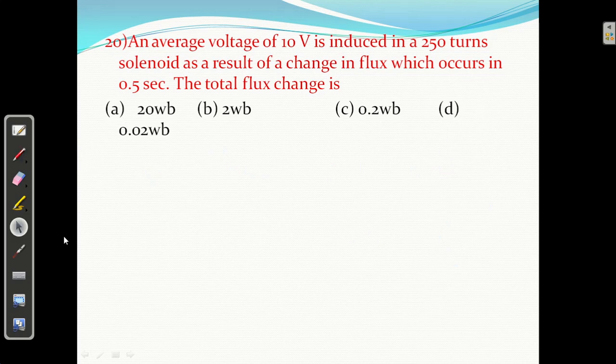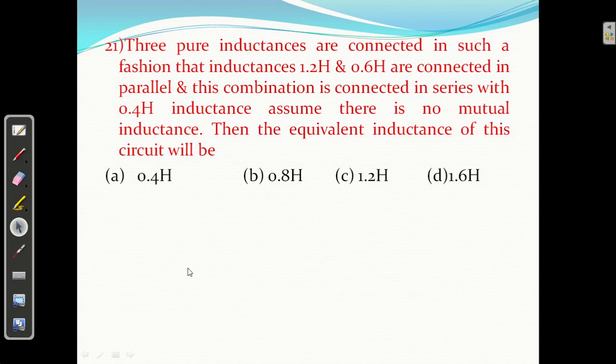Next. Question number 21. What is the 21?